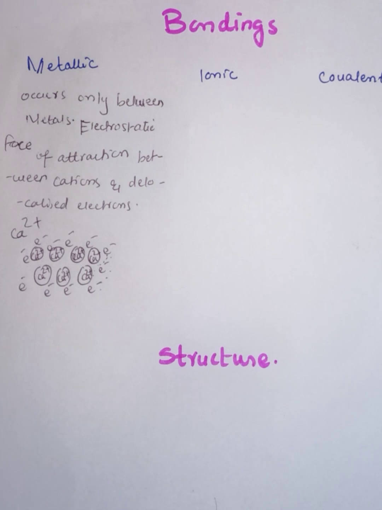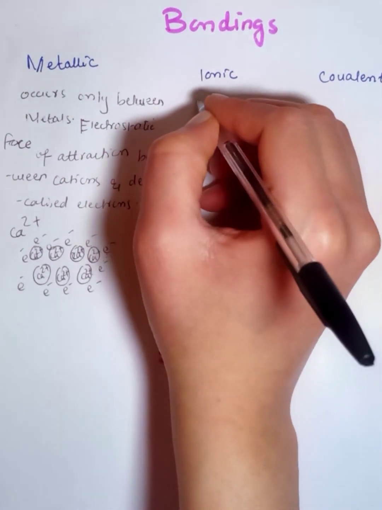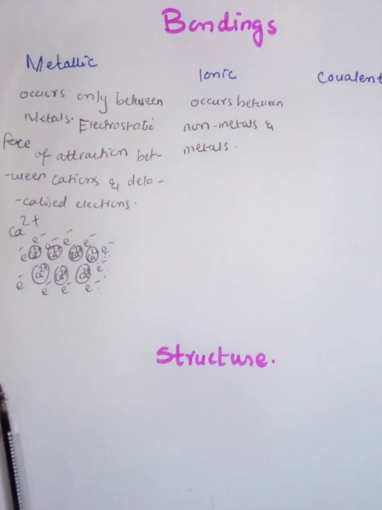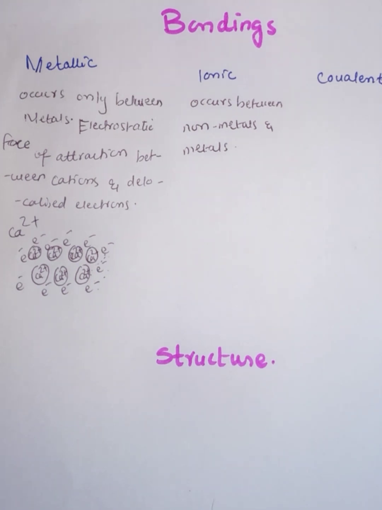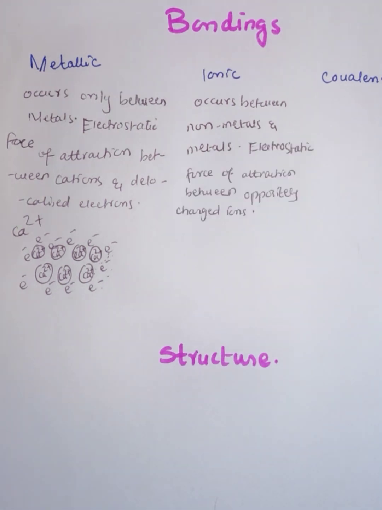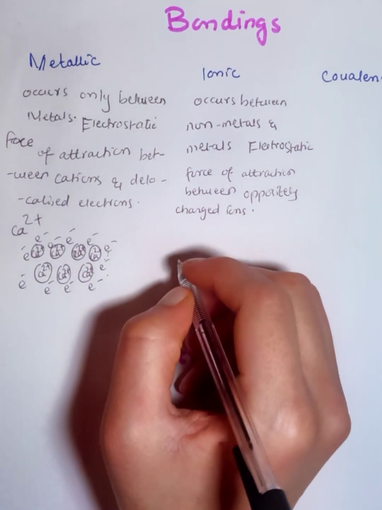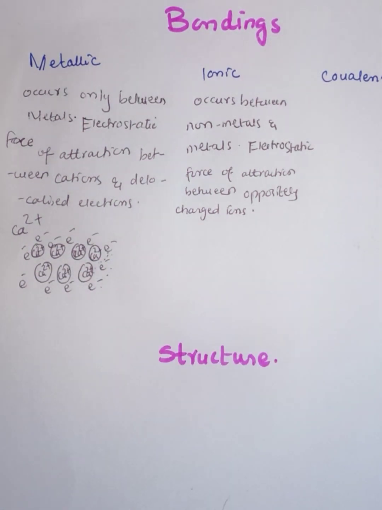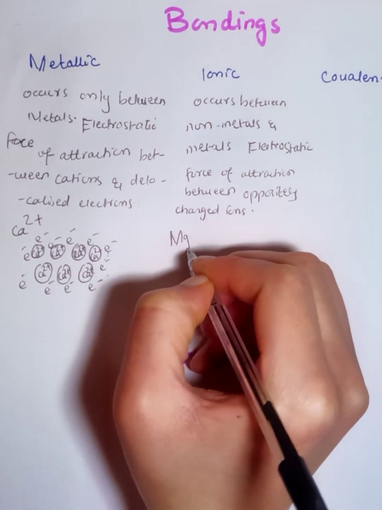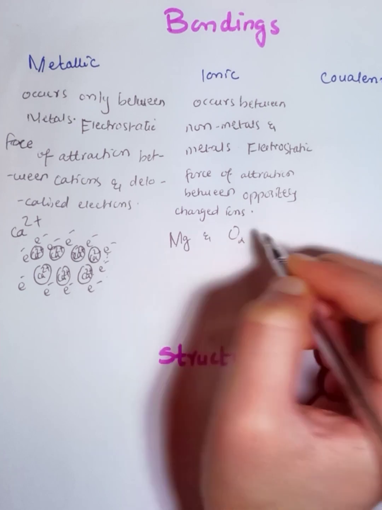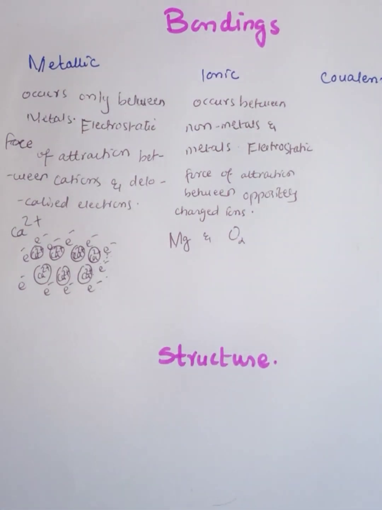Now the second one we're going to look at is ionic bonding. It occurs between non-metals and metals. It is a strong electrostatic force of attraction between two oppositely charged ions, because metals give electrons, so they form 2+ positive ions, whereas non-metals gain electrons, so they form negative ions. I usually do drawings to help myself learn things quickly. So if we look at magnesium, which is a group 2 metal, and oxygen, which is a group 6 non-metal.